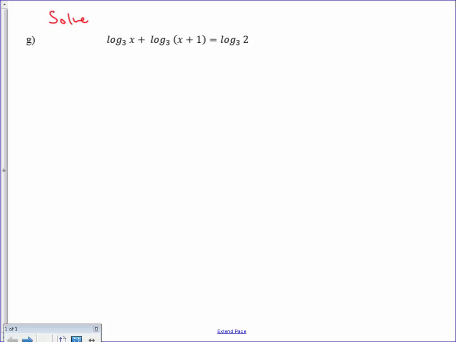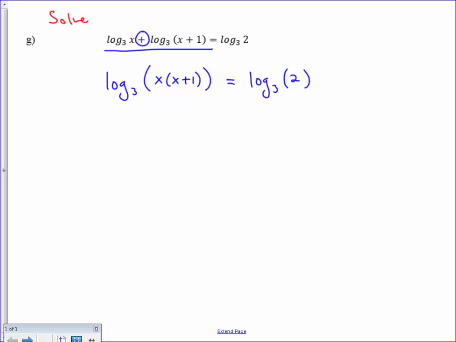In this case, notice that on the left we have the sum of two logs. We know that we can rewrite those as the single log and then take the product of their two arguments. So log base 3 of x times x plus 1. The right-hand side I can just leave as it is.